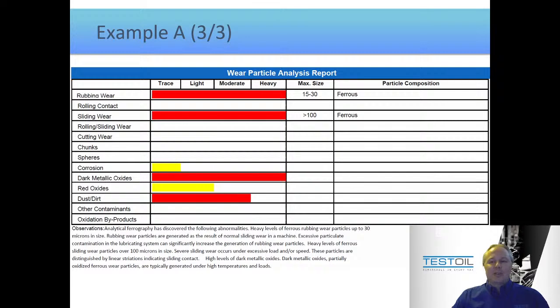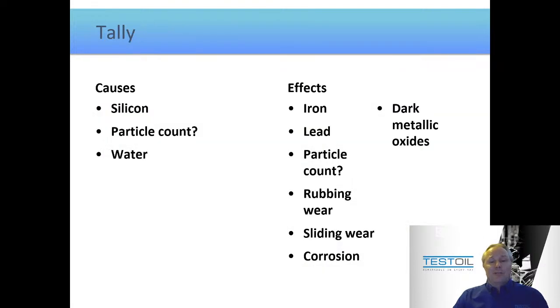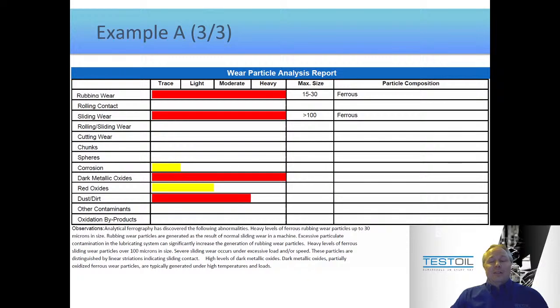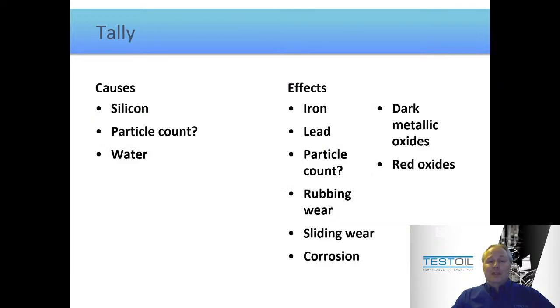Move down the list. The next one you see there is red oxides. Is red oxides abnormal? Sure, right? Those are rust particles found in your oil. That's not normal. Is it a cause or effect? Well, again, you bet it is an effect. Get down to the last part of the analytical ferrography, and we're going to see dust and dirt. So we've identified dust and dirt as abnormal. Is that a cause or effect? Well, that seems like, if we're keeping track here, we can probably put that under the column of cause, right? Probably closely related to the silicon value.